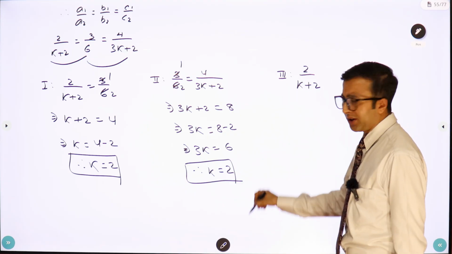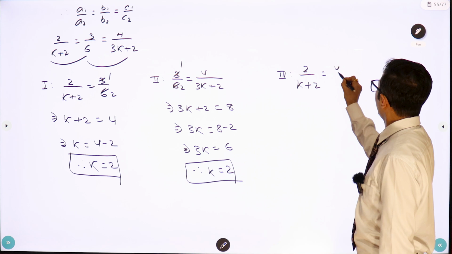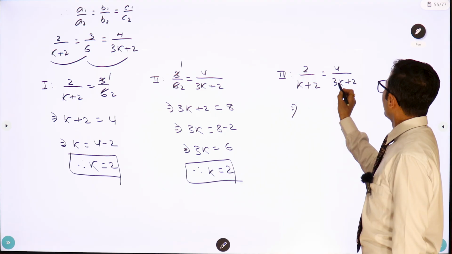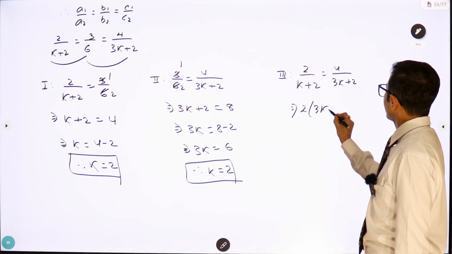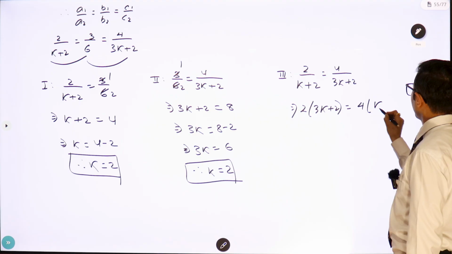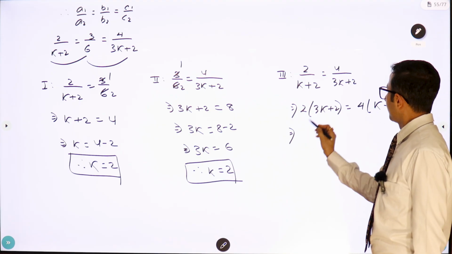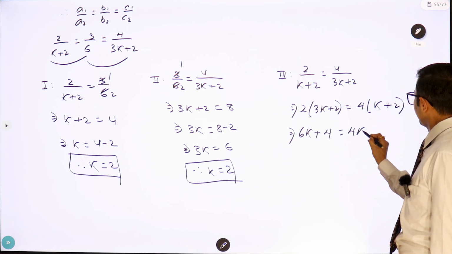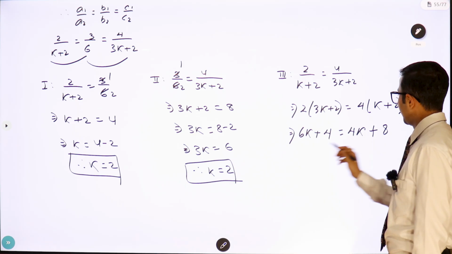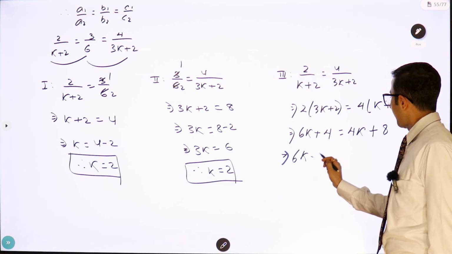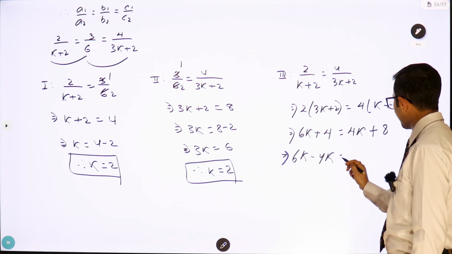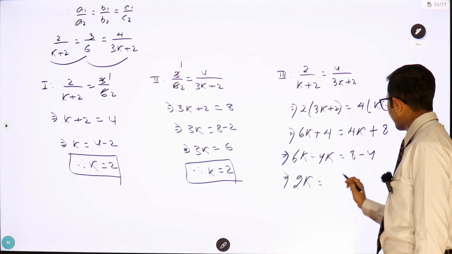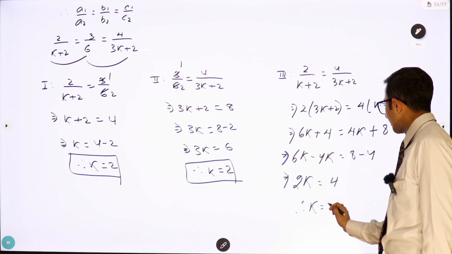If you want to check for the third one, first and last, 2 divided by k plus 2 and 4 divided by 3k plus 2. Go with this cross multiplication: 2 multiplied with 3k plus 2, and 4 multiplied with k plus 2. So 2 3s are 6k plus 2 2s are 4, equals 4 into k, 4k, and 4 2s are 8. Now 6k minus 4k, keeping k as the unknown on one side, 8 minus 4. So 6 minus 4 is 2k. 2k is equal to 8 minus 4, which is 4. Here also the value of k is equal to 2.